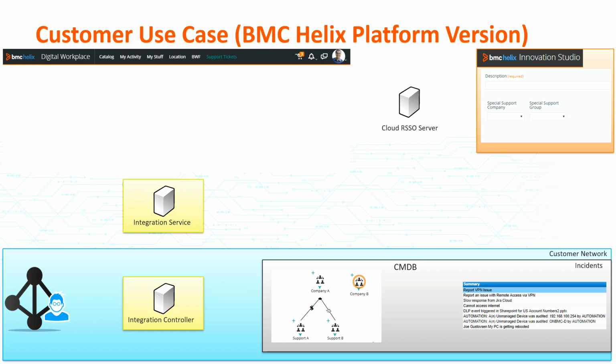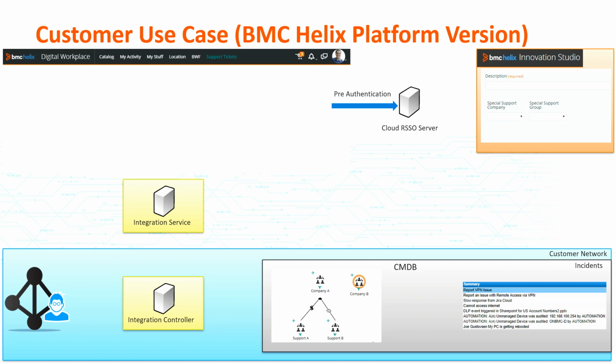So here is now the whole process, how it is working. We have digital workplace, which is on premise, and we have our BMC Helix platform on the cloud. To display the view, we would have to use pre-authentication that I talked to you about before. In the middle, we have our integration service that is always connected to our integration controller. So let's see how everything is working now.